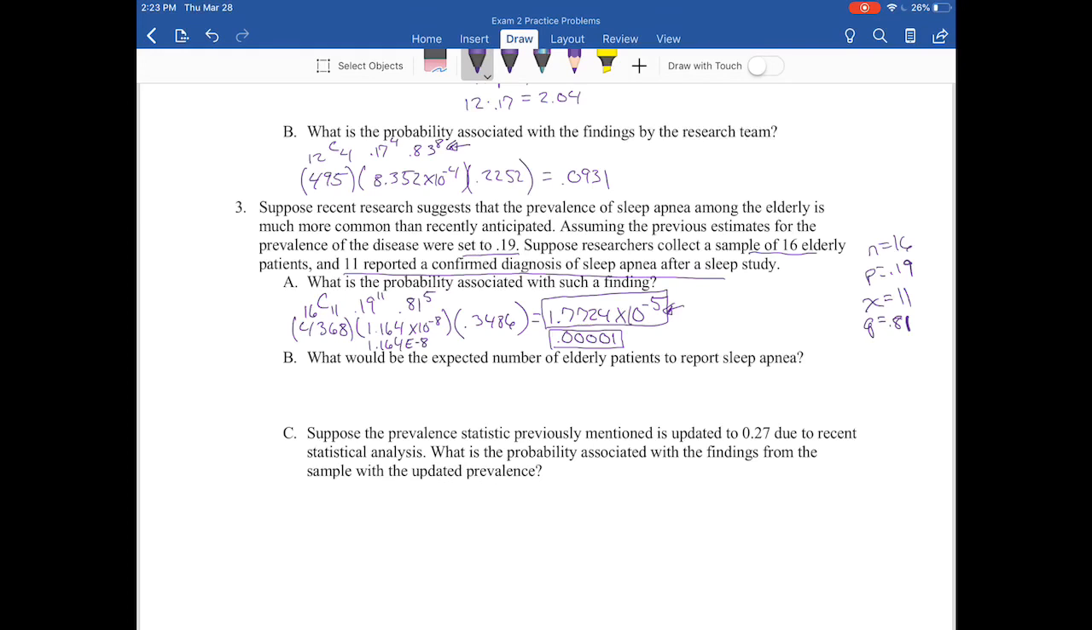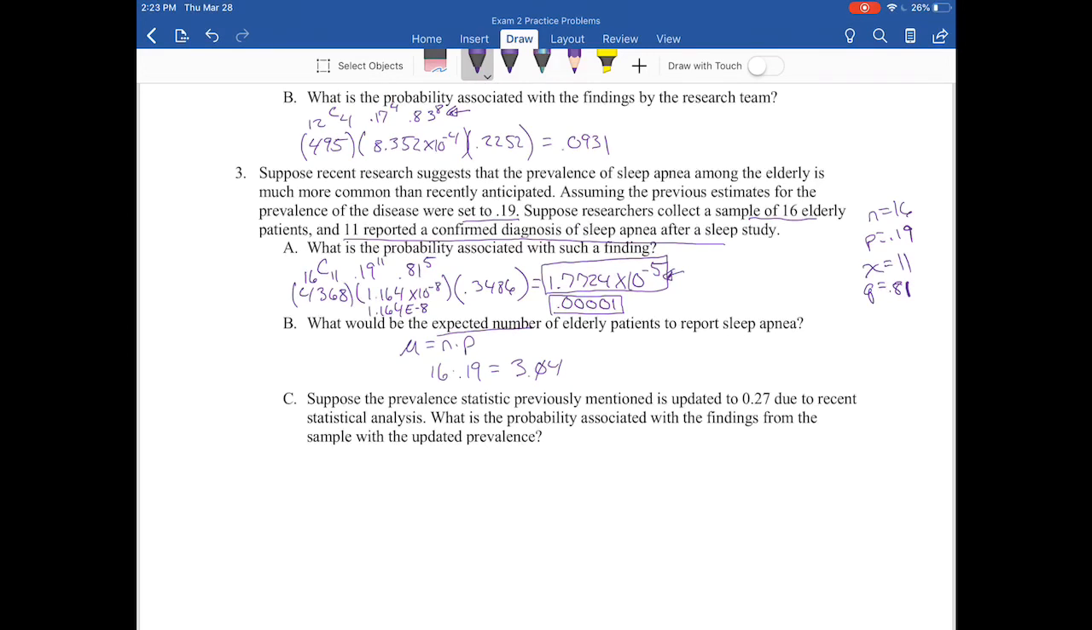Part B is the expected number. Anytime you see expected number, it's mu. Remember, mu is going to equal n times p. Just look for our n, 16, times the probability, 0.19. Multiply those out, 3.04.